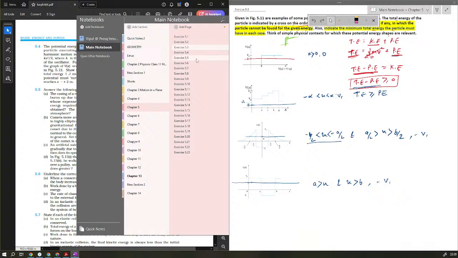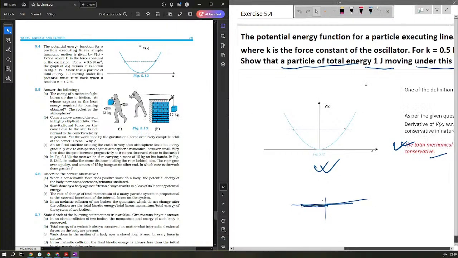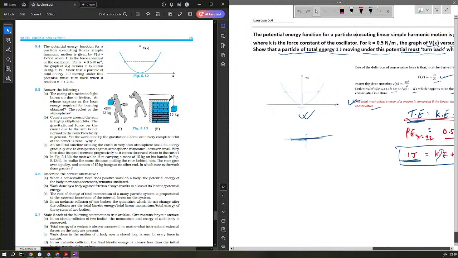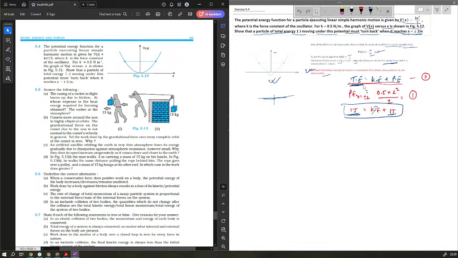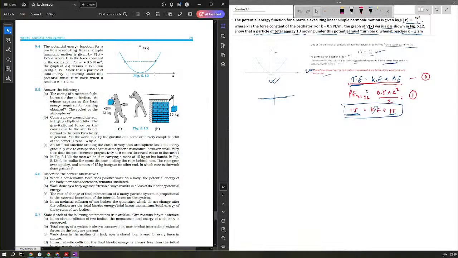So in the fourth question, we have the potential energy function for any particle executing linear simple harmonic motion, given by half kx squared, where k is the force constant of the oscillator. For k equals 0.5 Newton per meter, the graph of V(x) versus x is shown in Figure 5.12. Show that a particle of total energy 1 joule moving under this potential must turn back when it reaches x equals plus or minus 2 meters.